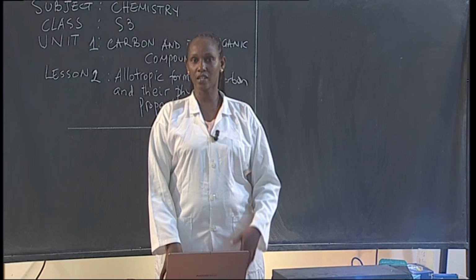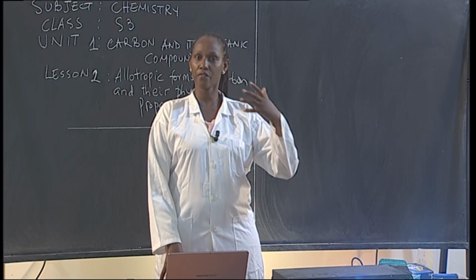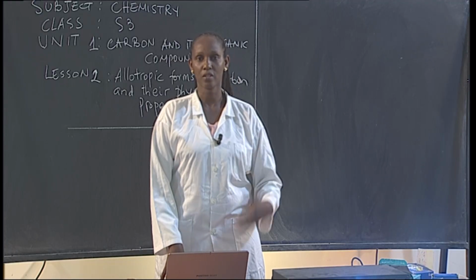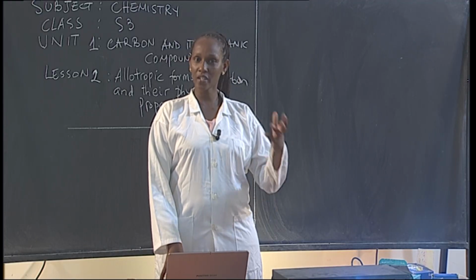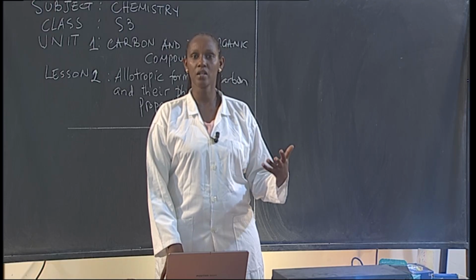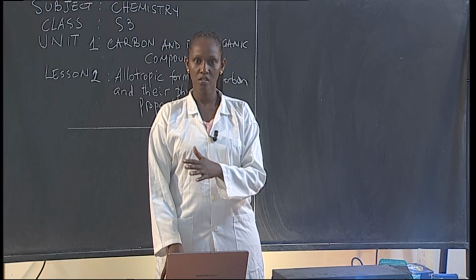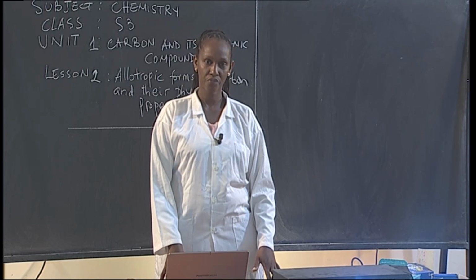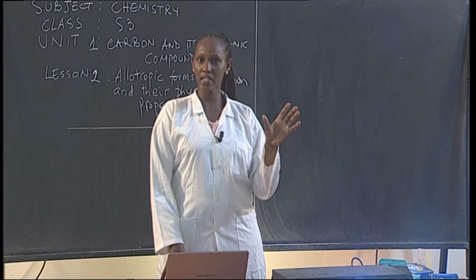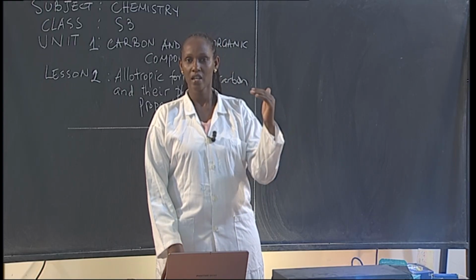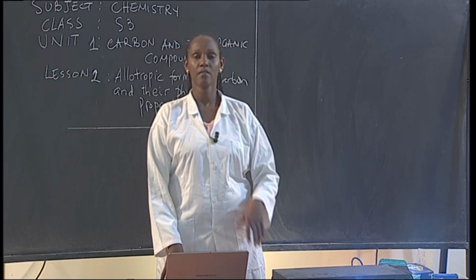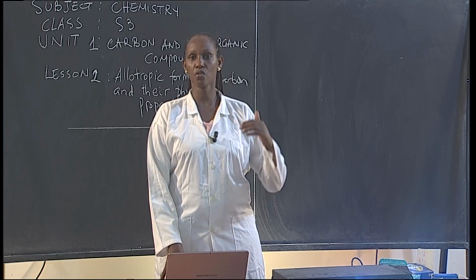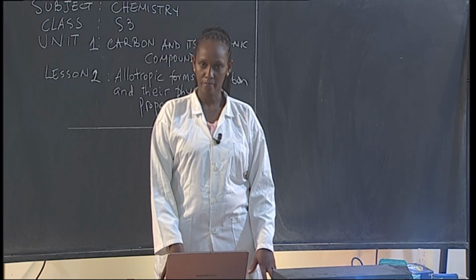But for our case here, we are continuing to look at the different forms of carbon, the allotropes of carbon. So you remember for the case of carbon, we said carbon has got two forms. Those are the crystalline form and non-crystalline form. We had tried to say the crystalline forms are graphite and diamond. Those are the crystalline forms of allotropes of carbon.